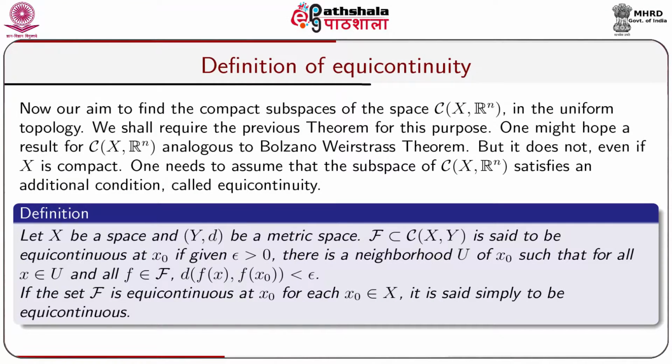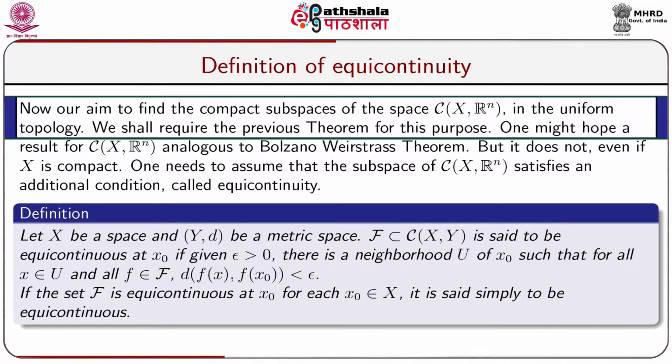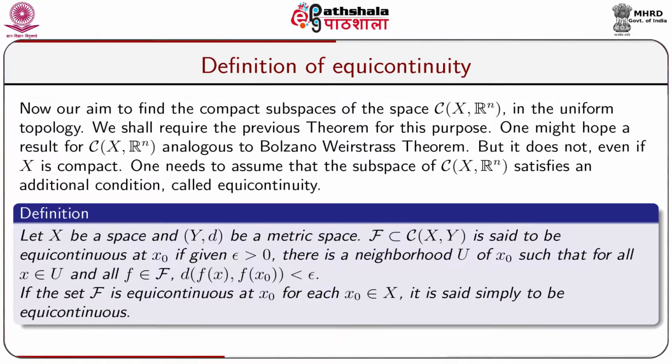As we have said, our aim is to find compact subsets of the space C(X,R^n) in the uniform topology. We shall require the previous theorem for this purpose. That means X is compact if and only if it is complete and totally bounded.